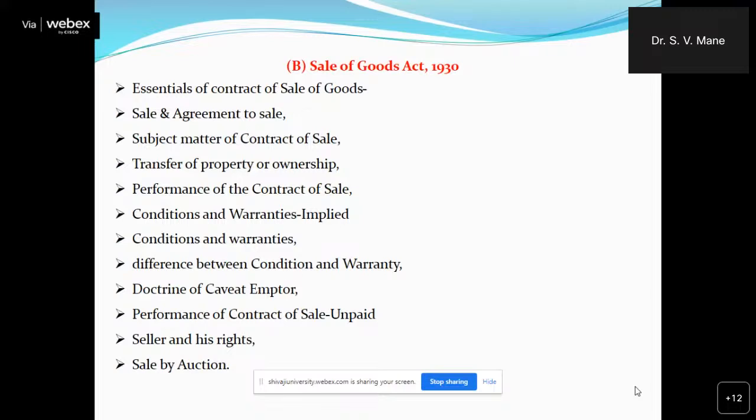Then we have to look at the most important key points. That is, the essentials of a contract of sale of goods, then sale and agreement to sell, then the subject matter of the contract of sale, then transfer of property or ownership from one party to another, then performance of the contract of sale where the actual goods are sold or not, then the conditions and warranties implied by the seller or the receiver, which is a customer, then the difference between condition and warranty, then the doctrine of caveat emptor, then performance of contract of sale, which is unpaid or paid, then the unpaid seller and his rights, then sale by auction.